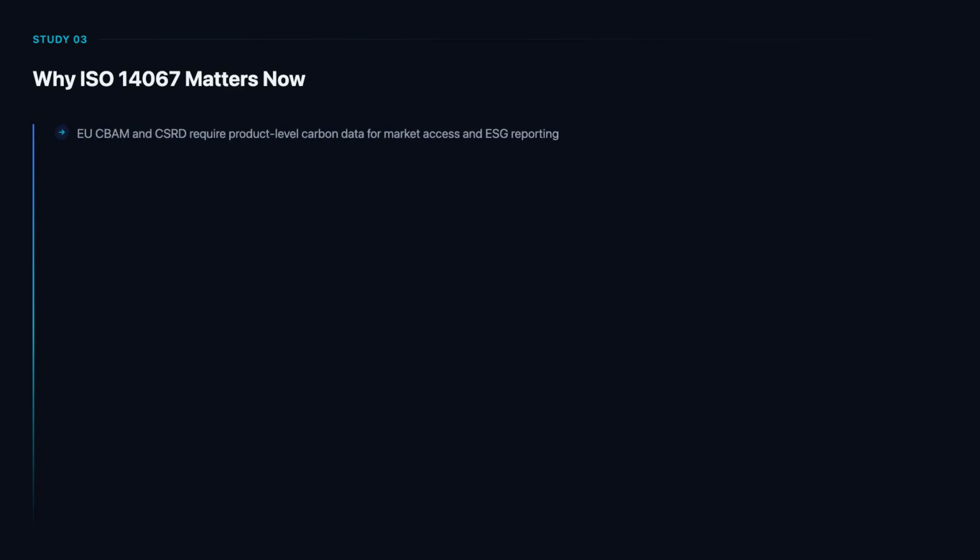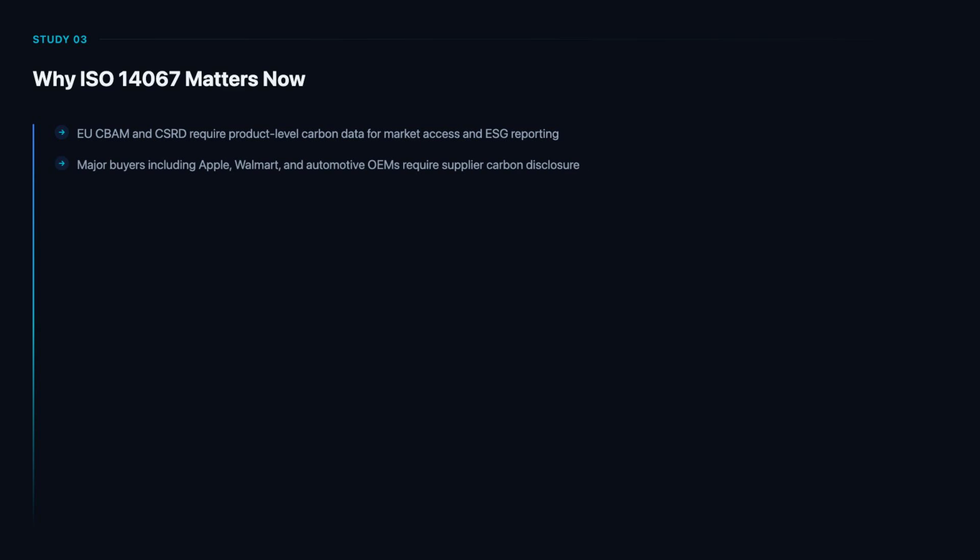The EU Carbon Border Adjustment Mechanism requires importers to report embedded carbon in products like steel, cement, and aluminum. The Corporate Sustainability Reporting Directive requires detailed ESG disclosure, including product carbon footprints. Without ISO 14067 compliant carbon data, companies risk losing access to European markets.